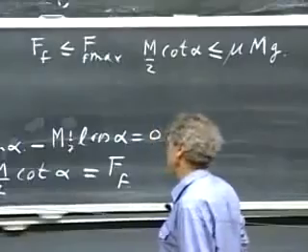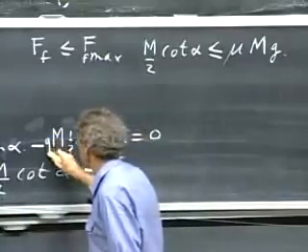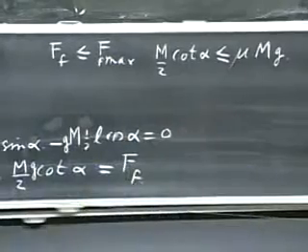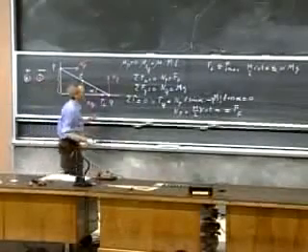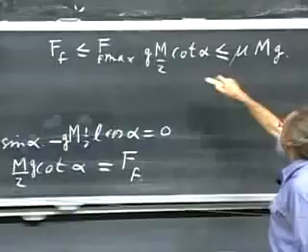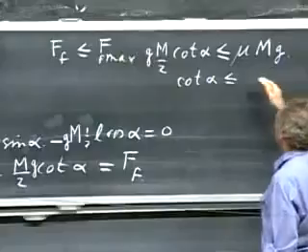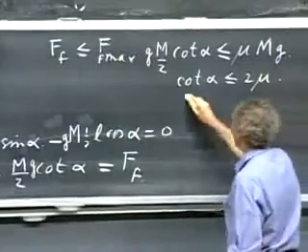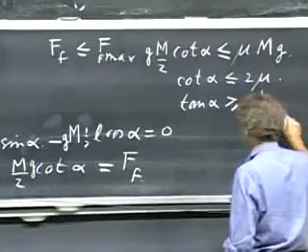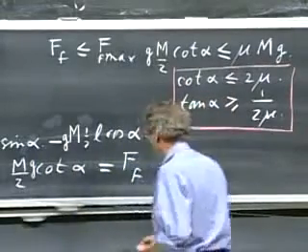Did I lose a g here? Yes, I did. I have a g here, and I have a g here. Correct? Because if I have this force here and this position vector, then I have mg. So there is a g here, and so I lose my mg, and you'll find that the cotangent of alpha is smaller than or equal to 2 mu, or the tangent of alpha is larger than or equal to 1 over 2 mu. And that is the condition for the ladder to be stable.